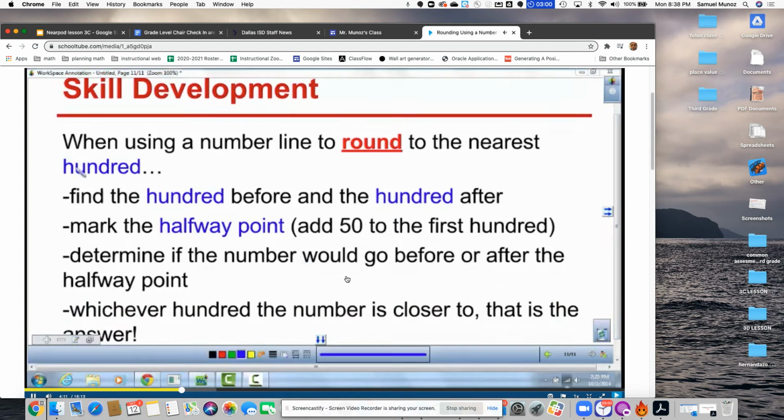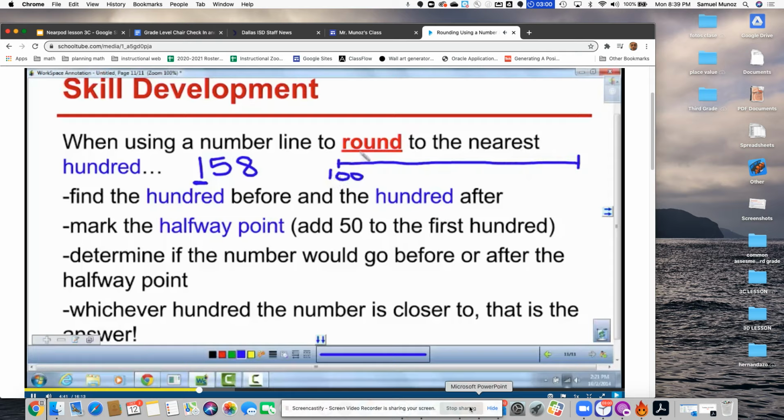So this time we need to find a number that has a hundreds digit. Let's go with 158. Step 1, find the 100 that comes before and the 100 that comes after. In my hundreds place, I have a 1. So when I'm counting by 100, 1 is the 100 that I said right before I went to 158. The 100 that would come after it would be 100 more, which would leave me at 200. So I know that my number 158 comes somewhere between 100 and 200.